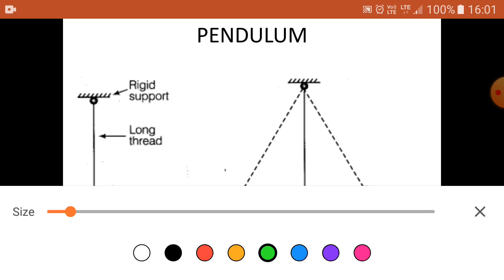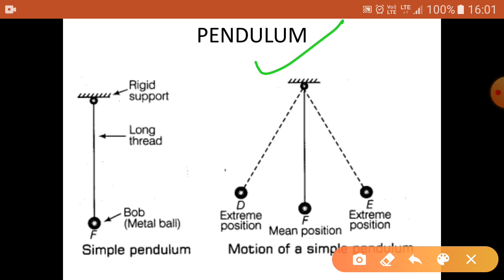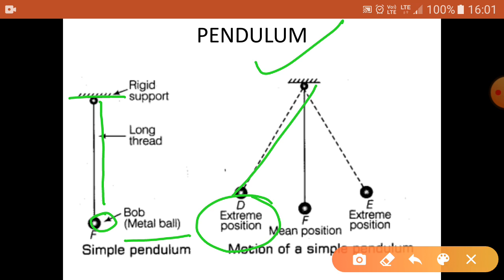This is how it looks like. This is pendulum. With the help of pendulum, we can study periodic motion or oscillatory motion. Here it is very simple. It is having a metal ball, that is bob, a long thread and one support here. So this position, when the bob moves to this position, this is called extreme position. This is also extreme position, and this fixed position is called mean position.